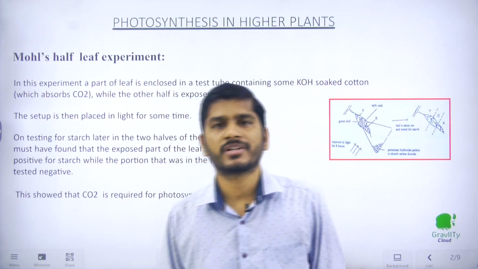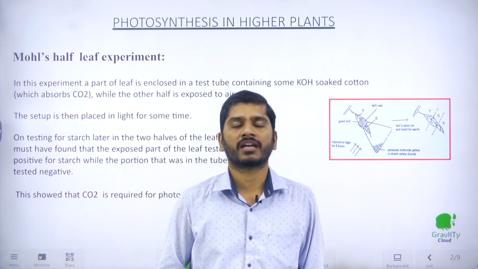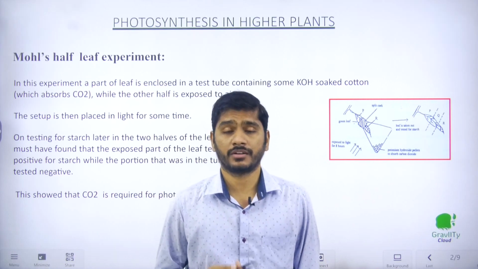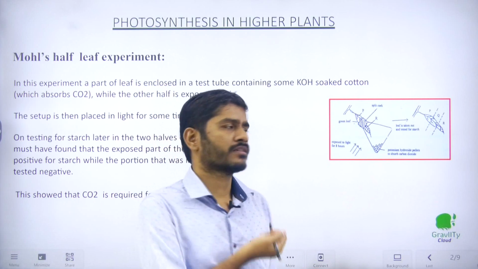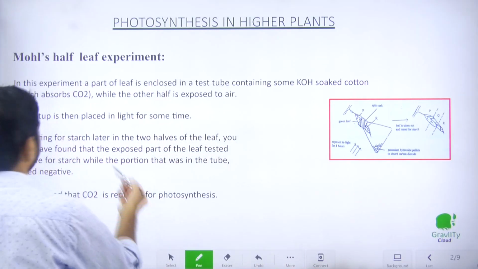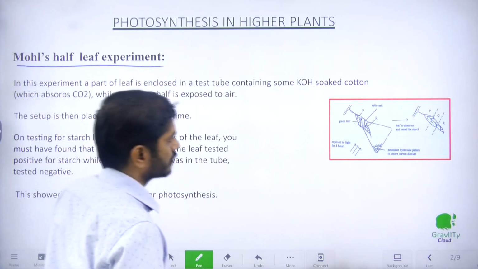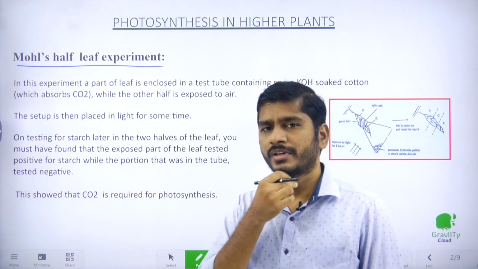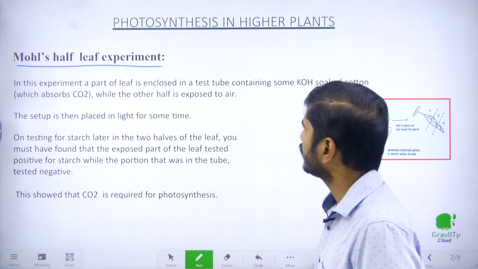So a series of experiments have to be discussed here: what the person has done, how they concluded, and what they used for this type of conclusion. Now, Moll's half-leaf experiment. Before that, some variegated leaf experiment is also present. If possible, we will discuss that also.